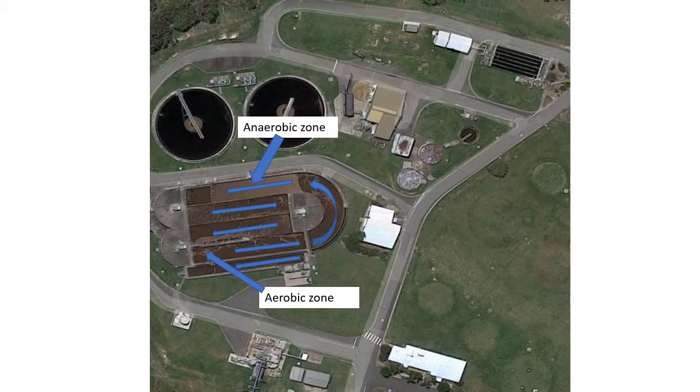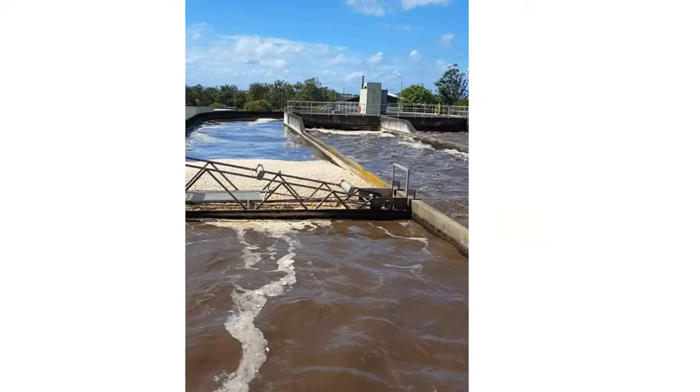The path of the mixed liquor through the tanks is shown here, with the anaerobic zone and aerobic zones clearly marked. This is a video taken from the plant showing the turbulent and non-turbulent areas of the tanks.